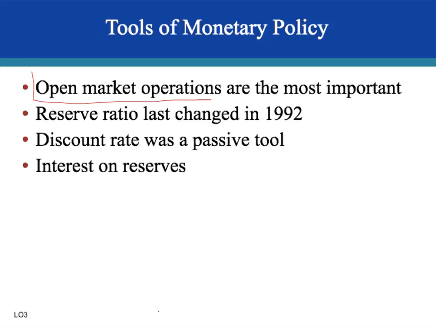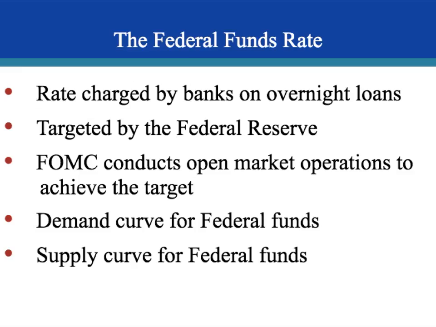But really open market operations is our main focus. Okay, so open market operations target what we call the federal funds rate. The federal funds rate is a rate charged by banks on overnight loans. So one bank can give another bank a loan and charge them interest on that loan, and that's the federal funds rate. And so, like I said, the Open Market Committee conducts open market operations to target the federal funds rate at a certain level.